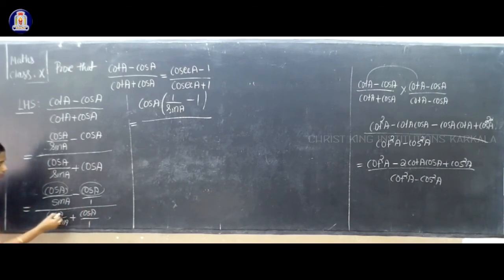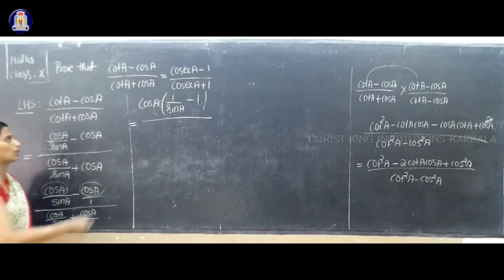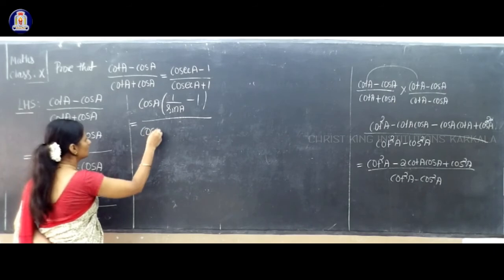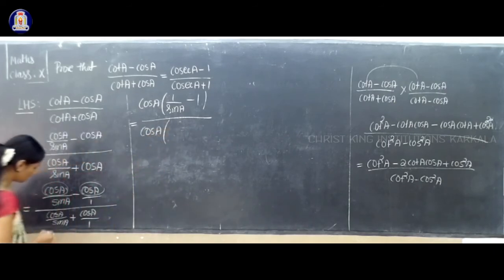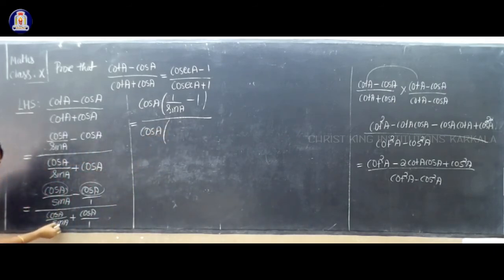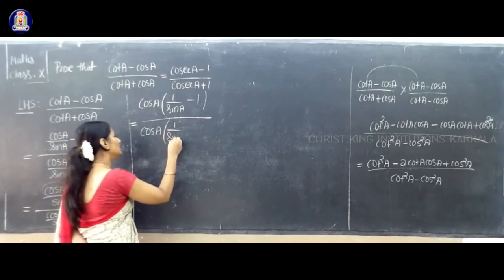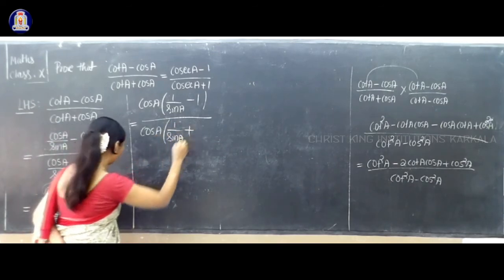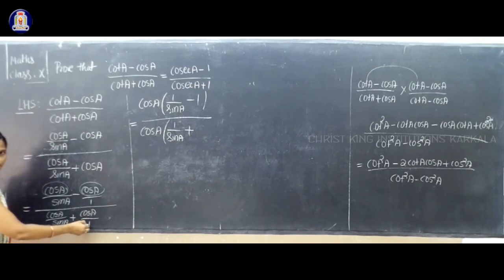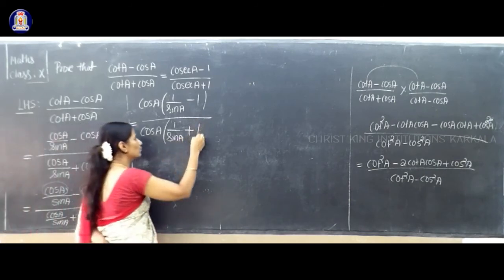Similarly, the denominator. Cos A divided by sin A plus cos A divided by 1. What is common here? Cos is common. So take cos outside. What is left here from this? Cos A divided by sin A, I took cos outside, so 1 divided by sin A is left. Plus, here cos A divided by 1. Cos is outside, so what is left here? 1 divided by 1. It is 1.